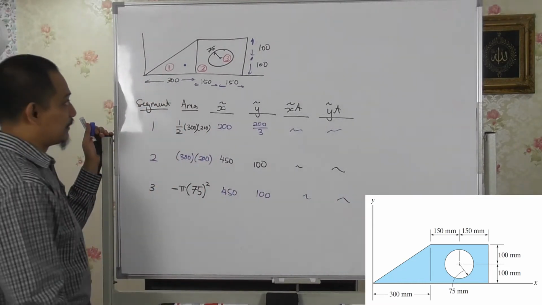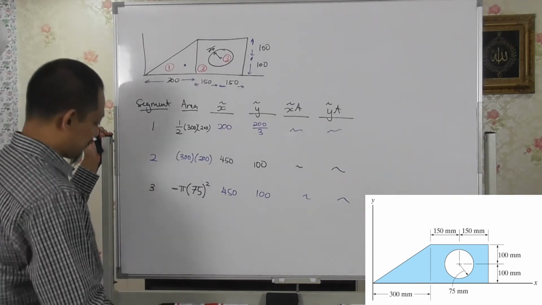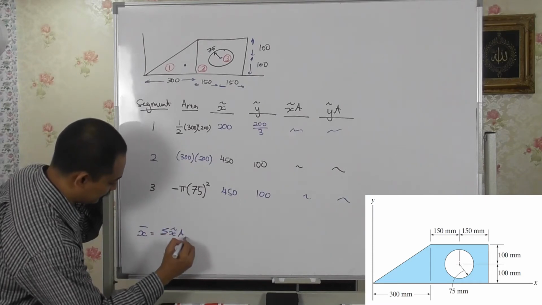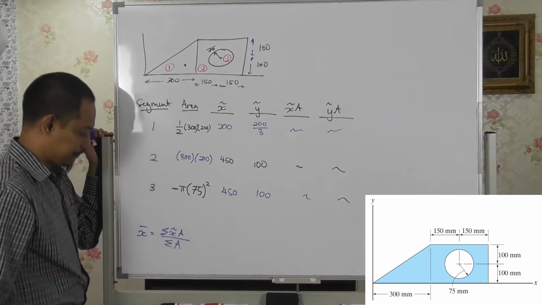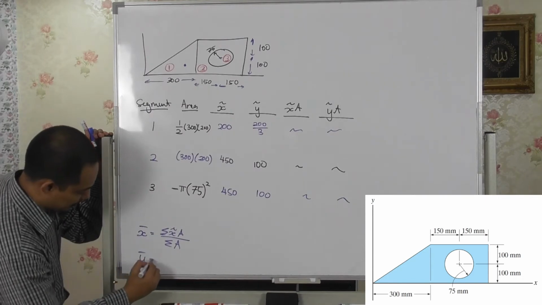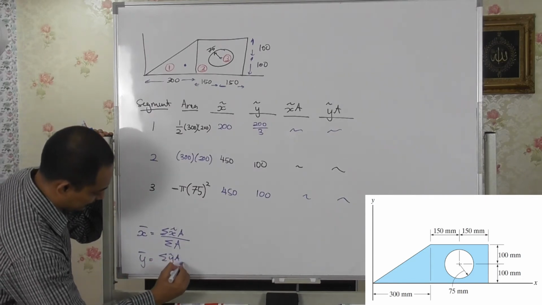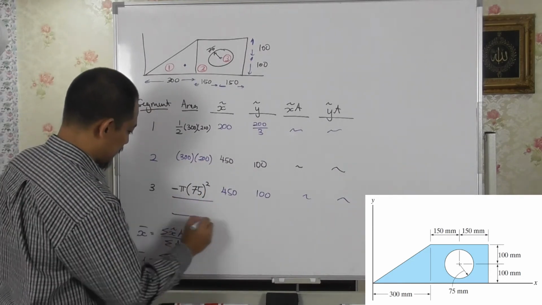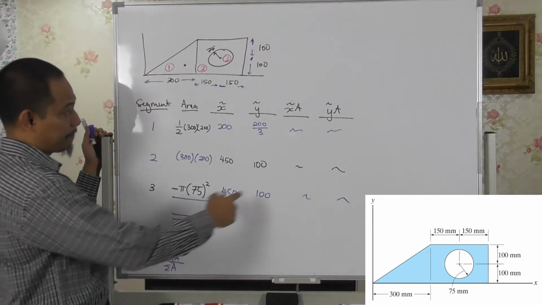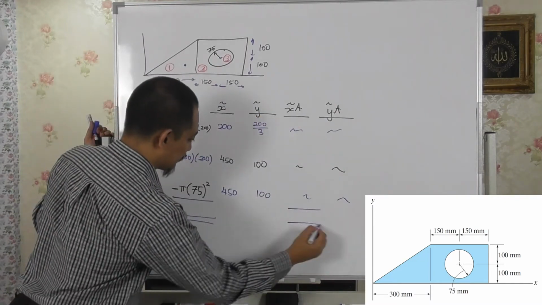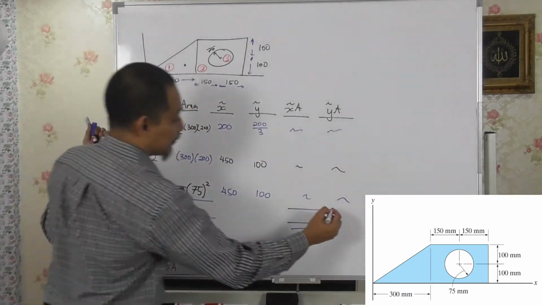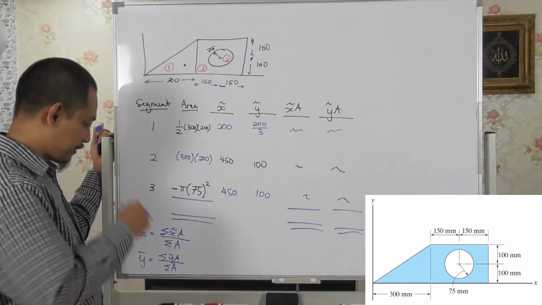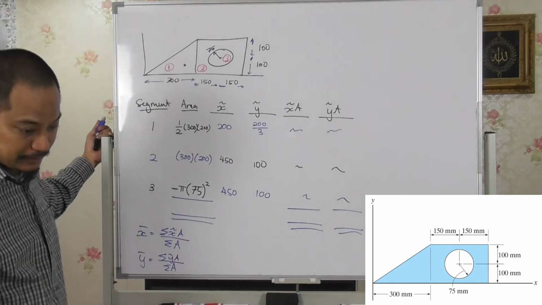Now what we need, okay, what is the equation? The equation is x bar equal to summation of x tilde A over summation of A, and y bar is summation of y tilde A over summation of A. So what we need is, this is summation of A, this is summation of x tilde A, this is summation of y tilde A, right? So if you do this, you will get the answer.